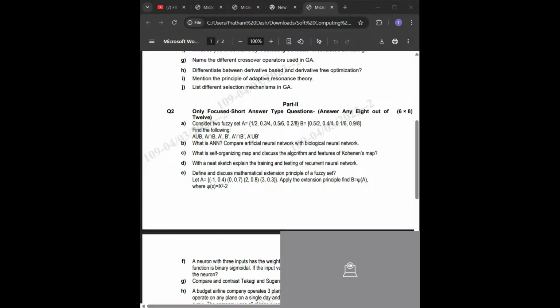Okay. B is 0.5 by 2. It's 0.5 is 1 by 2, 1 by 4, and 0.4 by 4. Let's calculate it. It's 2 by 25. 2 by 20, that is 1 by 10. And 0.1 by 6, 1 by 10, 1 by 60. 9 by 10, 9 by 80, whatever.